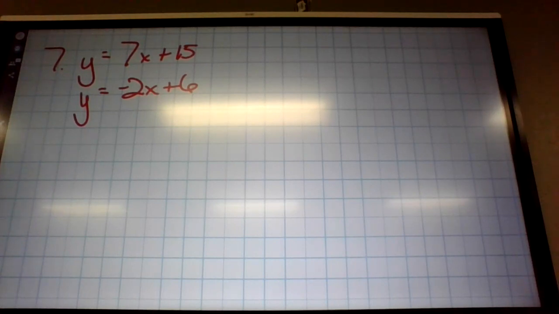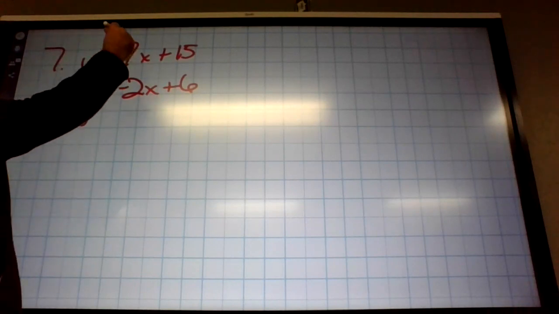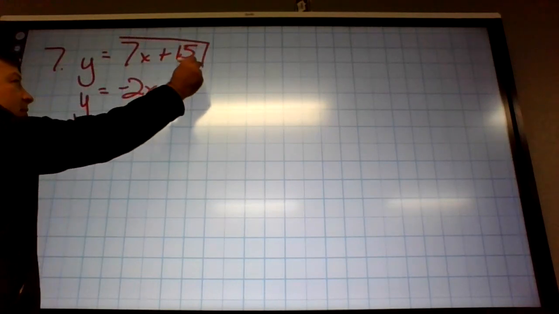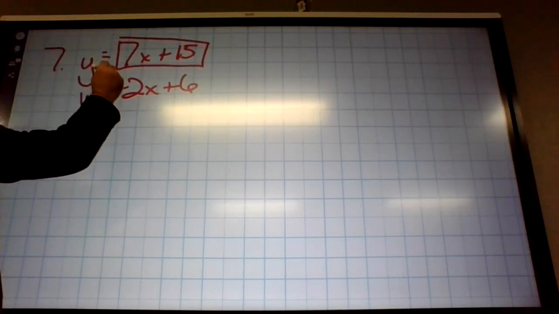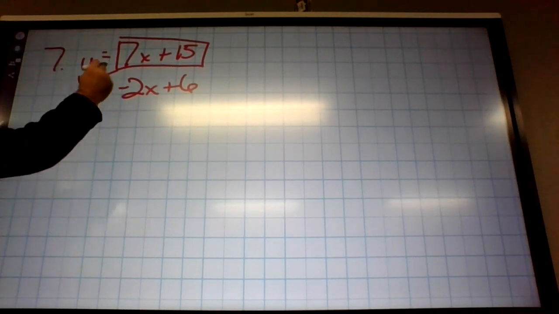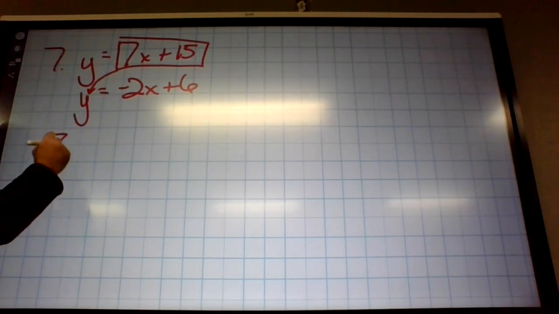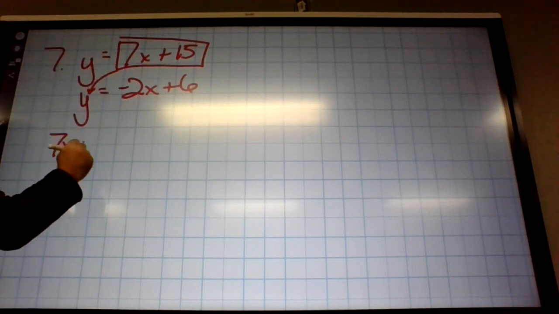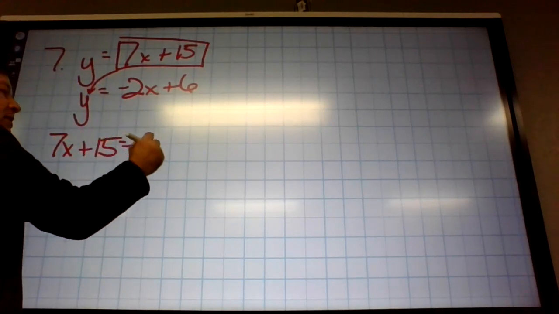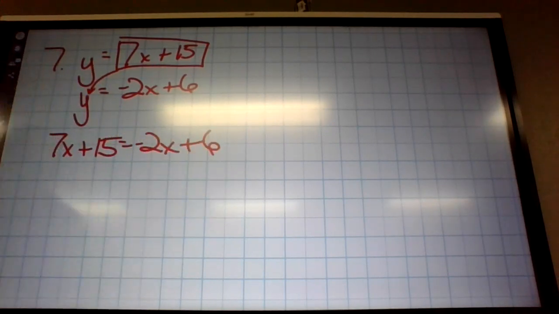Solve for y or solve for x? They're already solved for y. But you add, you move the 2x. Oh, 7x plus 15 equals -2x plus 6. Okay, if y is equal to all this, then we can change the y in the other equation to all that. So this y becomes 7x plus 15 equals -2x plus 6.